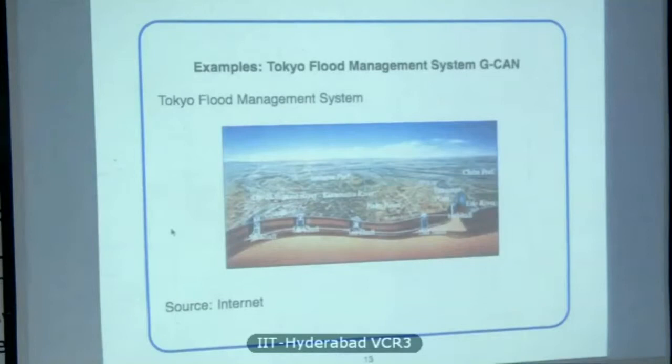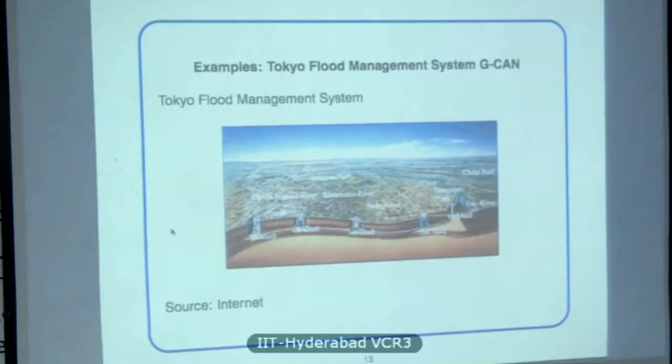Our friends from Japan here would be familiar with this GCANS project. It's a Tokyo flood management system. What happens is that there are these silos at different parts of the city. When water fills up here, you open this gate and it goes to this silo, and then this silo, and this silo. And finally, there's a reservoir after which you pump it. This is an example application of this total flood management system. It's supposed to be an engineering marvel. It's there on Wikipedia.